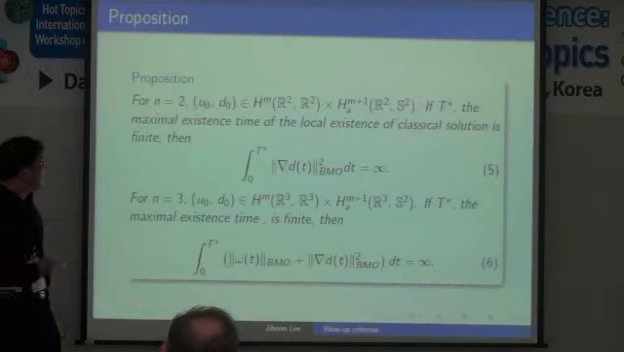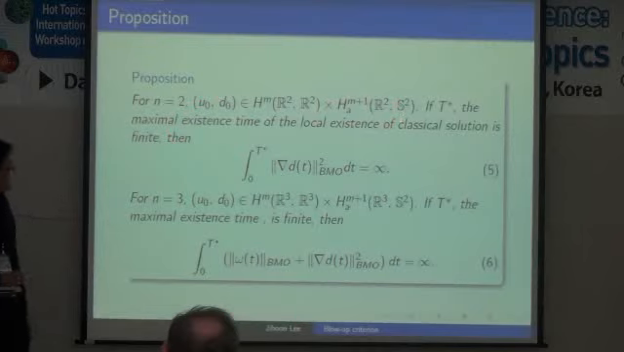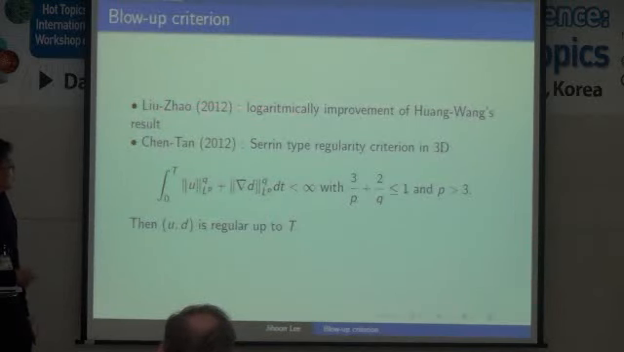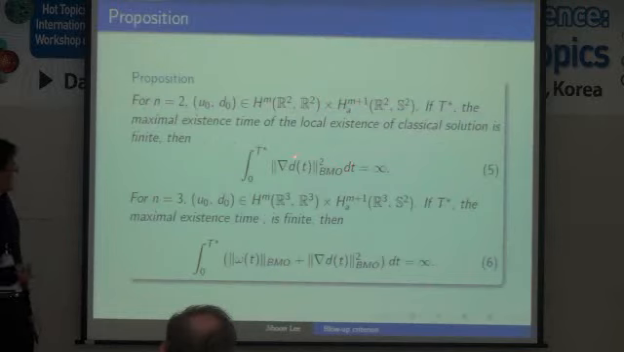Let me consider some blow-up criteria. For dimension 2, we can replace the L-infinity norm by the BMO, bounded mean oscillation norm. This is a kind of logarithmic improvement of the previous one, and actually this was already done by Liu and Zhao, and this is some kind of Besov space.